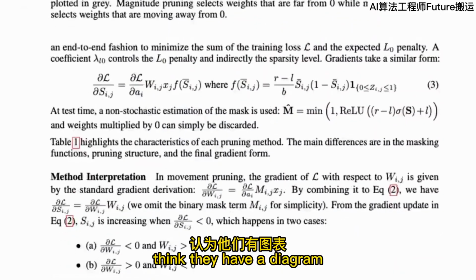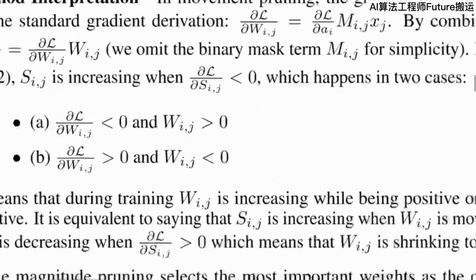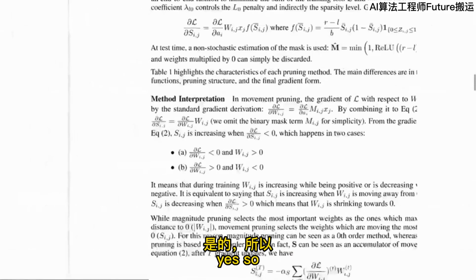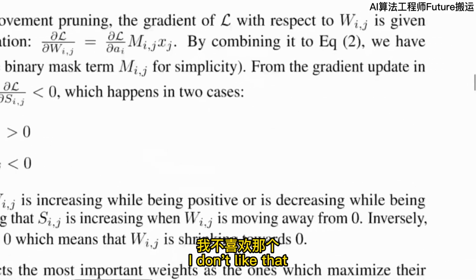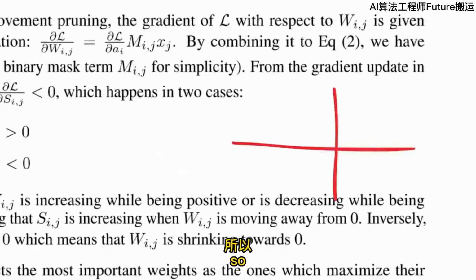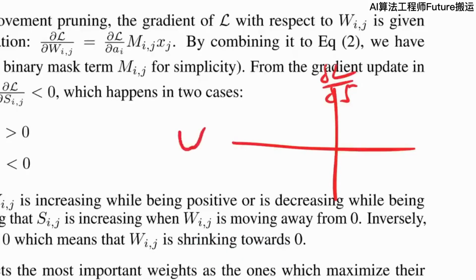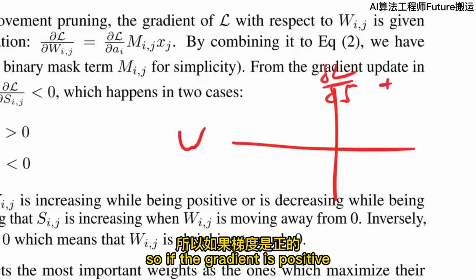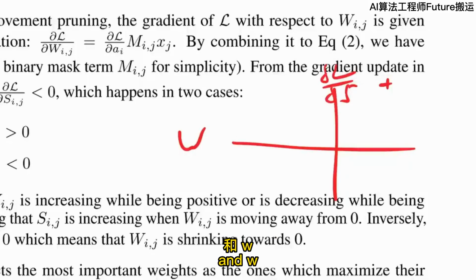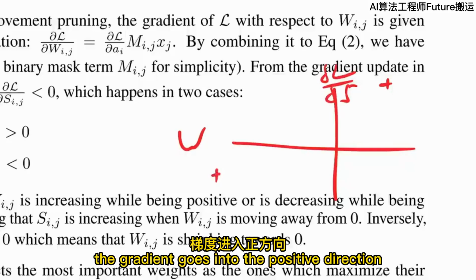I think they have a diagram. Yes, but I don't like that. Let's go, so we have right here what's the value of this gradient of L with respect to S, and here is W. So if the gradient is positive and W is already positive, that means the gradient goes into the positive direction.